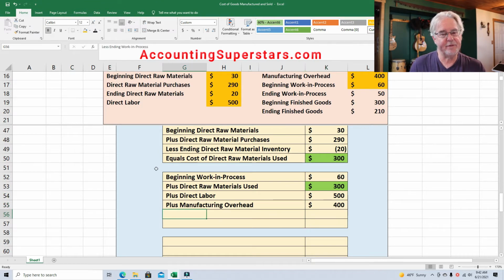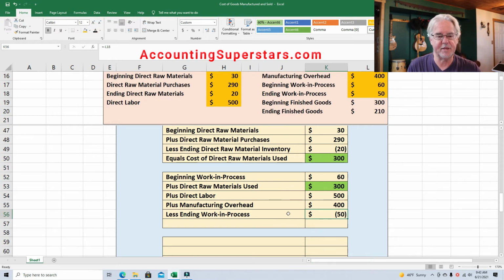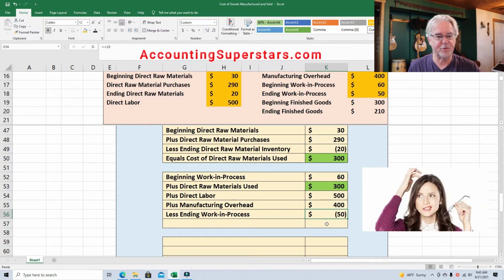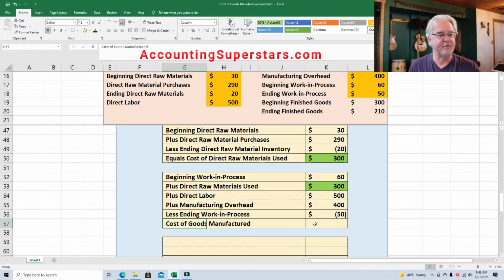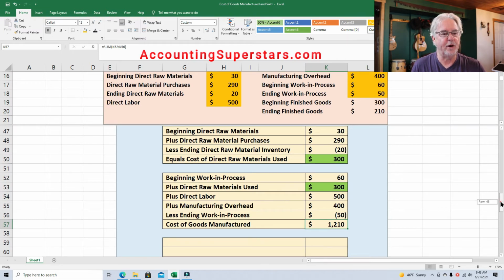There we are. And now we have to subtract out the ending work in process, and we get that right here. And let's drop it into place. All right, so now you have to do a little bit of basic math. 60 plus 300 plus 500 plus 400 minus away 50, and you will get the cost of goods manufactured. So there we are. So all you do is total up this column, really. Make sure you subtract out the 50 and you'll have it. So we've done this twice. We've done this formula twice, this cost of goods sold formula. And so we need to do it just one more time.